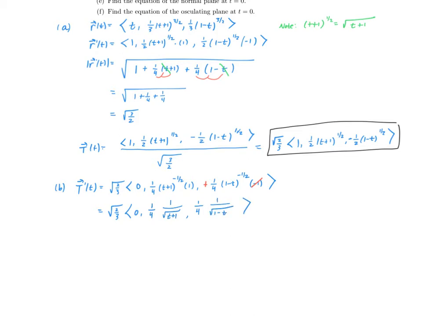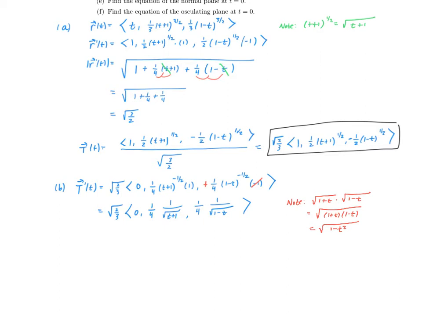And just to make our work as nice as possible, I'm going to get a common denominator in the second and third components, just to make the magnitude of T prime work out a bit more smoothly, but you certainly do not have to do this. You can do the algebra as you go along. Note that the square root of 1 plus t times the square root of 1 minus t is the square root of 1 plus t times 1 minus t, which is a difference of squares. So the square root of 1 minus t squared.